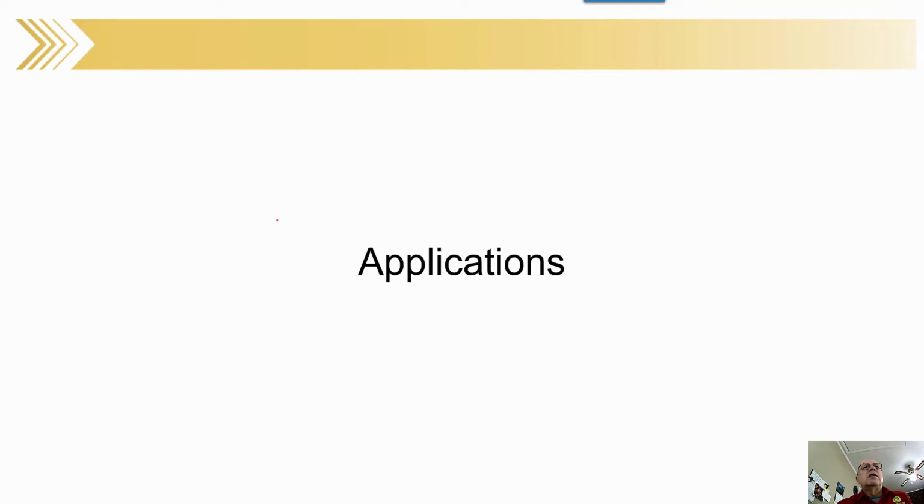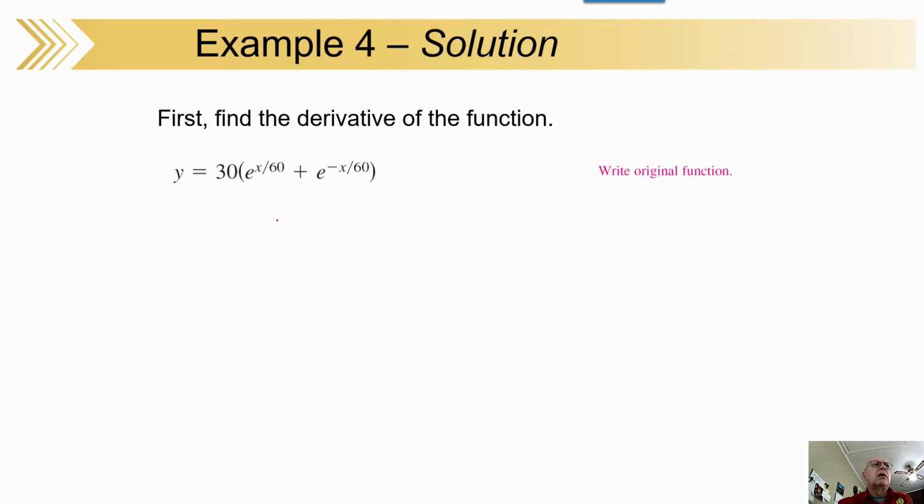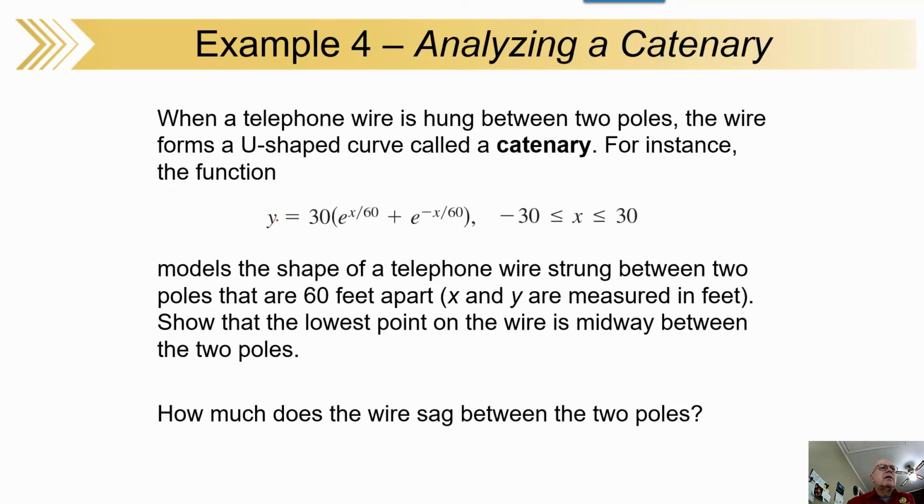All right, next. Applications. This one's a little bit tricky, so you might want to take this a little slowly and write some things down as you go. What we've got is a telephone wire hung between two poles. So the catenary has this function that describes its shape.